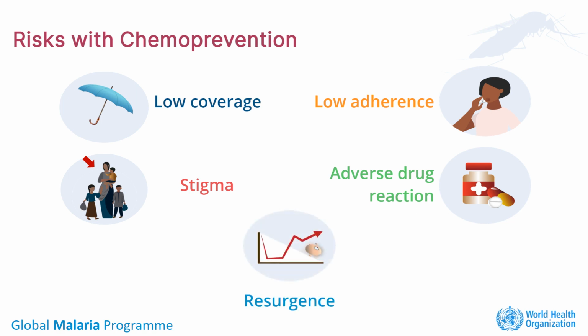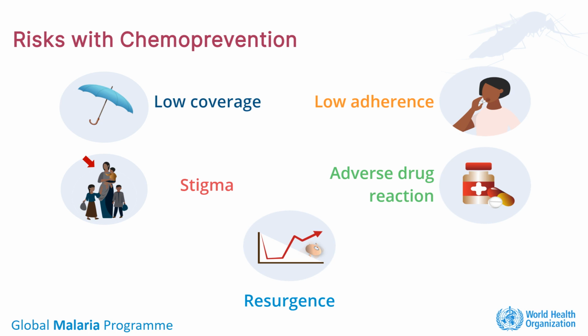Unless chemoprevention interventions are part of a robust malaria elimination program, there is real risk that the gains achieved by any chemoprevention will be quickly lost. A resurgence may occur more quickly if coverage and adherence are low, if vector control operations are unable to reduce and sustain the vectorial capacity to low levels, if there's a high rate of reintroduction of the parasite, or if the surveillance system isn't operating optimally.